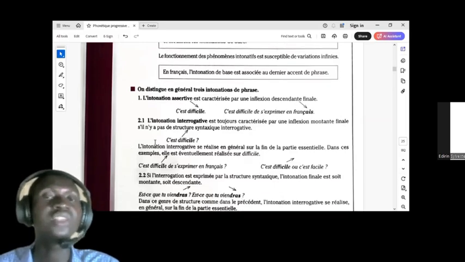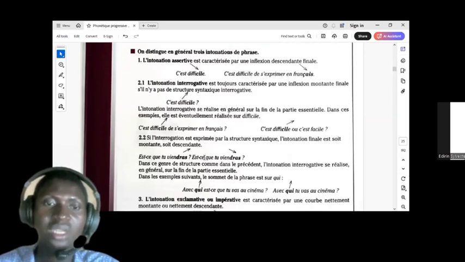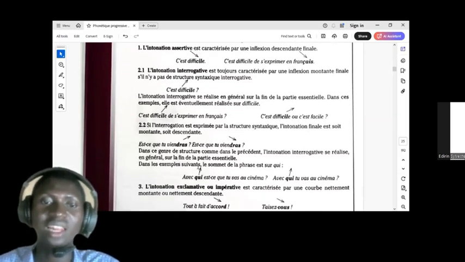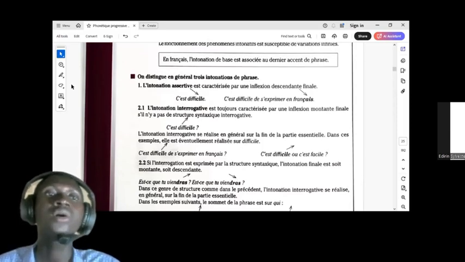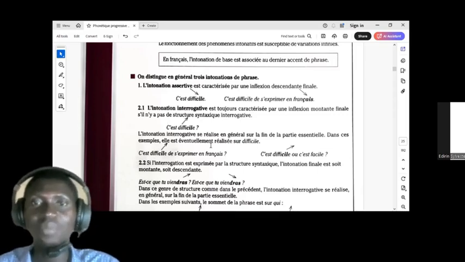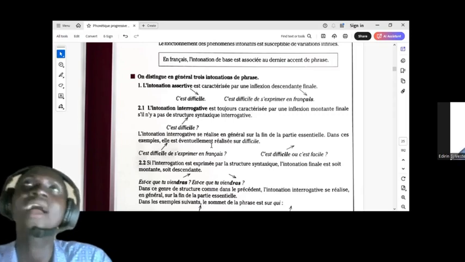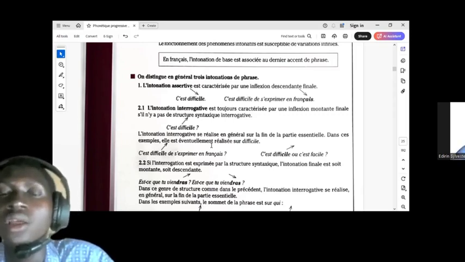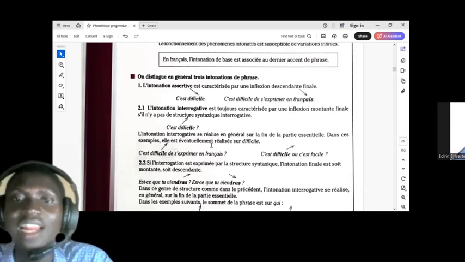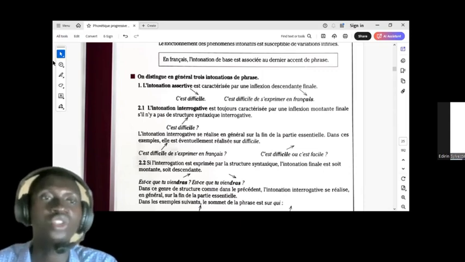On a encore l'intonation assertive, l'intonation interrogative, very, very important, and l'intonation exclamative ou bien impérative. Maintenant, on parle de l'intonation assertive. Cela est caractérisé par une inflexion descendante finale. That is, when you have a falling intonation, we call it inflexion descendante. Your voice goes down.